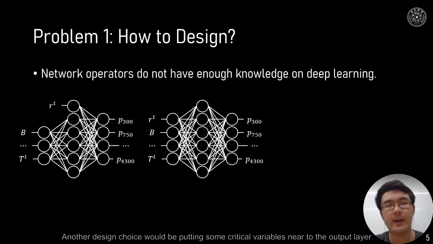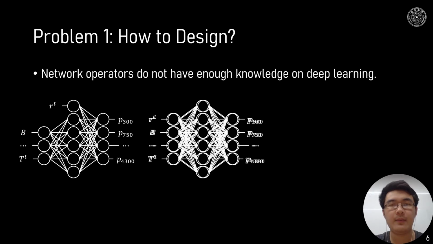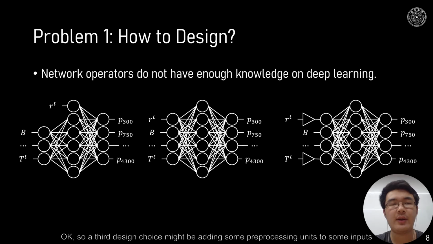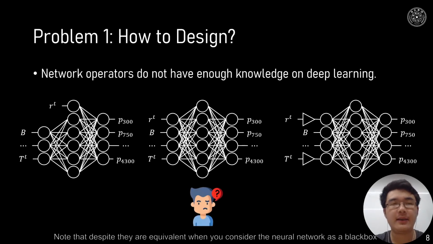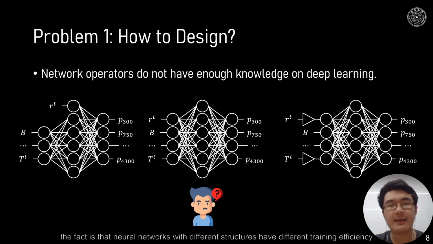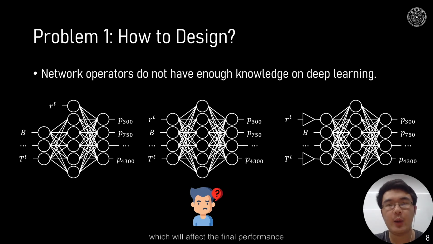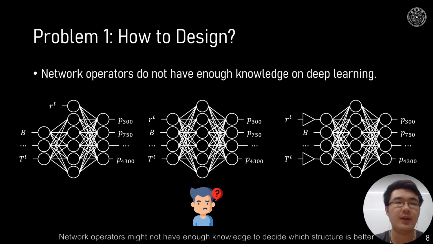Another design choice would be putting some critical variables near to the output layer. A third design choice might be adding some pre-processing units to some inputs, and there could be much more candidate structures. Note that, despite they are equivalent, we will consider the neural network as a black box. The fact is that neural networks with different structures have different training efficiency, which will affect the final performance. Network operators might not have enough knowledge to decide which structure is better.